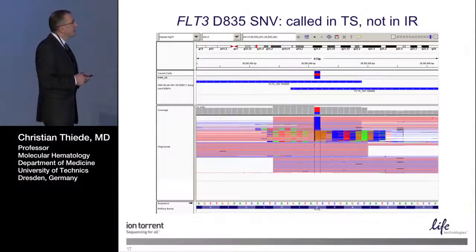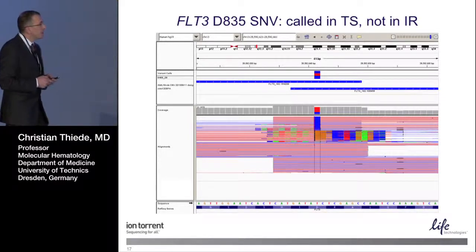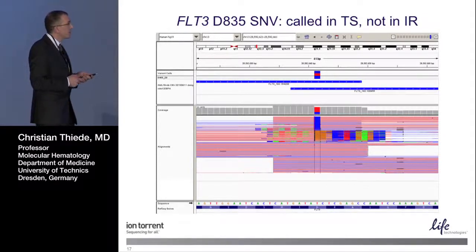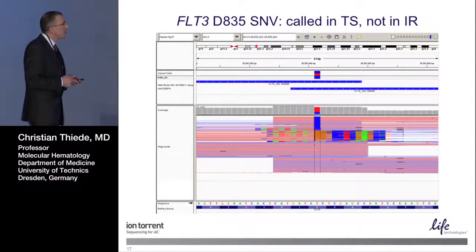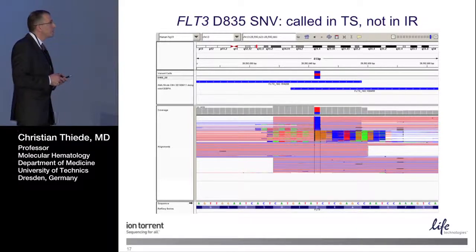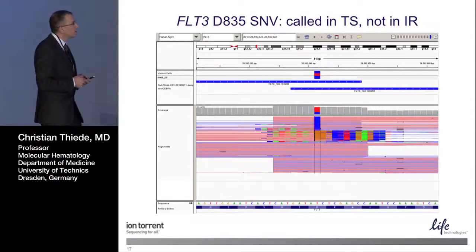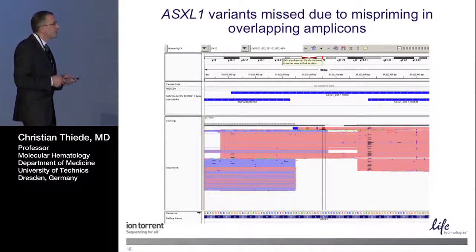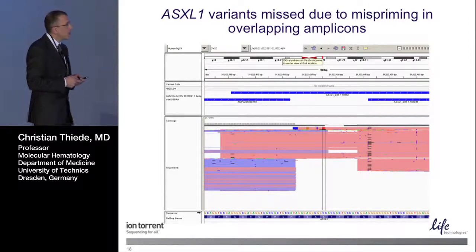These are the 2 mutations which we did not directly identify. One was clearly seen in the analysis by the Torrent Suite, but was not called by Ion Reporter. There is clear evidence that this is due to an algorithm change or bug, which will be cleared very soon. The second was probably due to mispriming of overlapping amplicons, which caused this ASXL1 variant not to be detected.